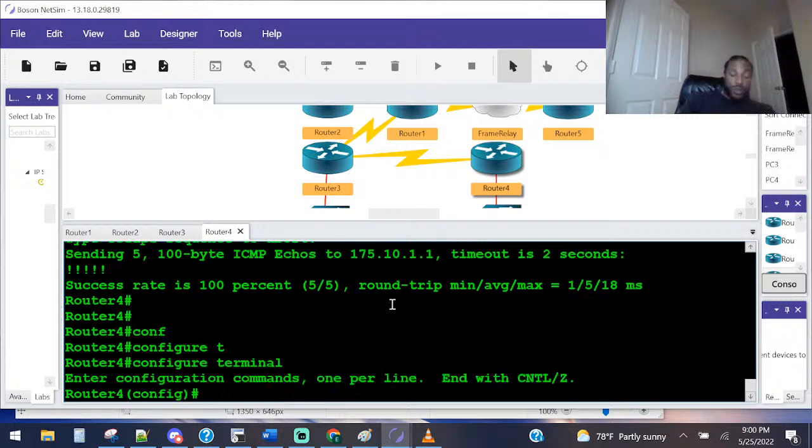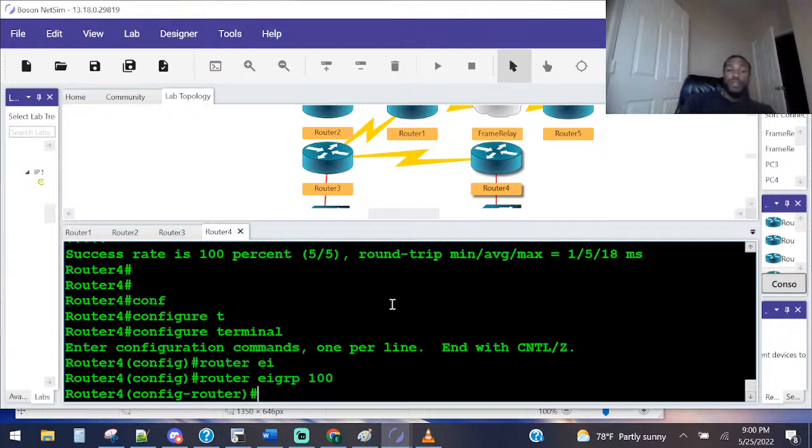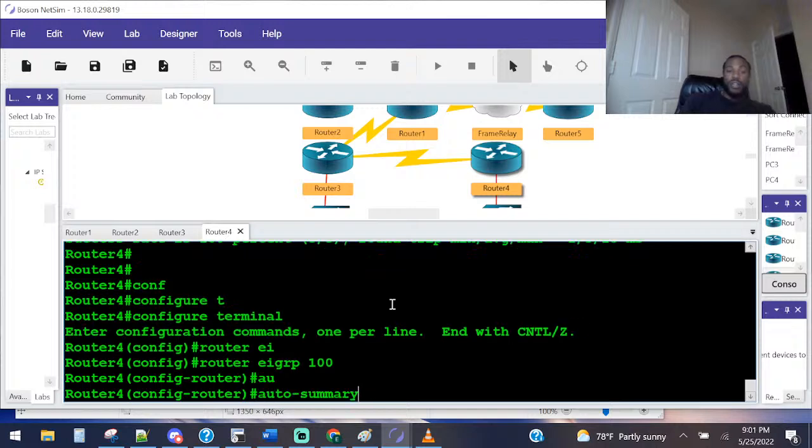We'll say, I think we got to go to router EIGRP. Do you have to go to the routing process? I can't remember. Or do you go to the interface to do it? Authentication like that? No, that's not how you do it.